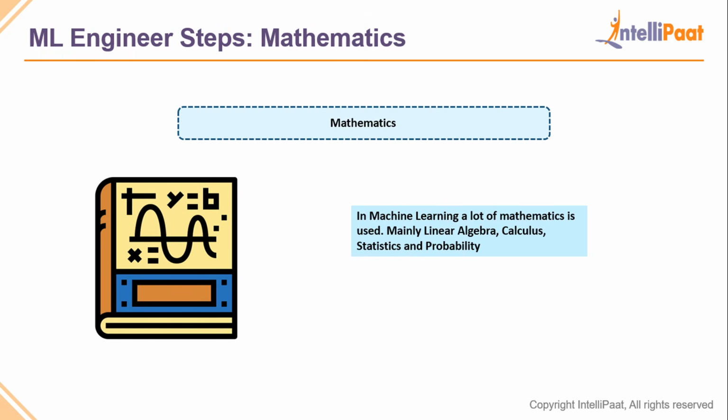When it comes to learning mathematics, the main thing that you need to understand is that you need to learn linear algebra, calculus, statistics, and probability. You don't need to be an expert in all of these, but there are certain aspects of these subdomains of mathematics that are used in machine learning. So you need to understand those topics, how to use them, why we are using them, and when you can use them, and you'll be good to go.